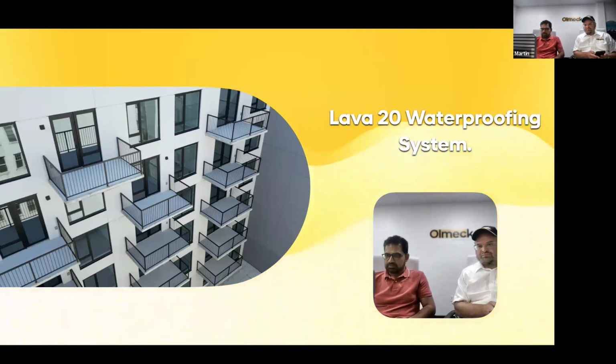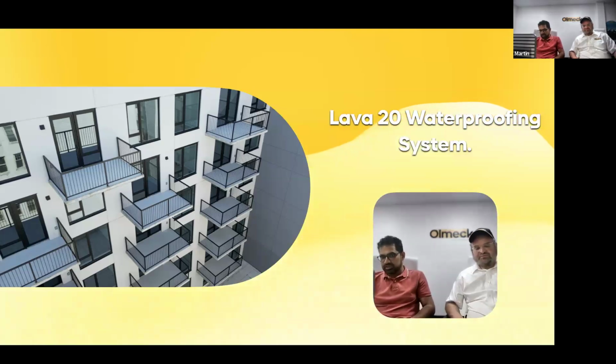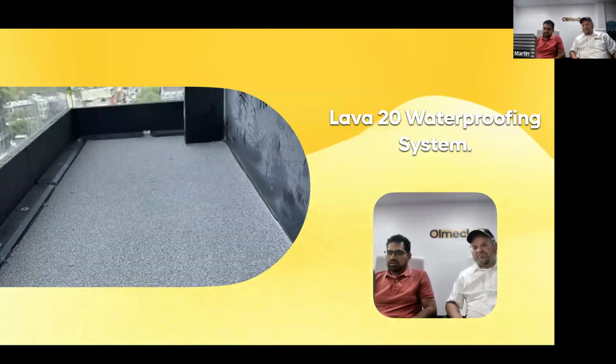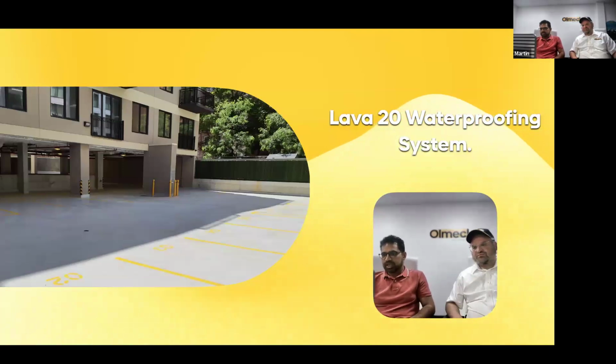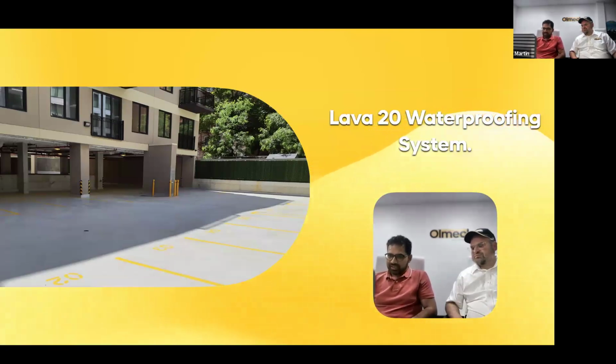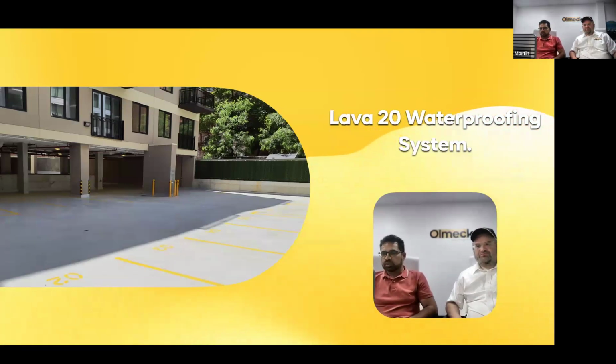Now we move on to the next system, which is the terraces system, which is the same Lava 20 liquid system. If there's living space below the terrace, it has to be fully reinforced. So liquid, fleece, liquid, and then the very last layer will be the aggregate, and on top of that will be the clear coat to settle the aggregate in place so the aggregate doesn't move.